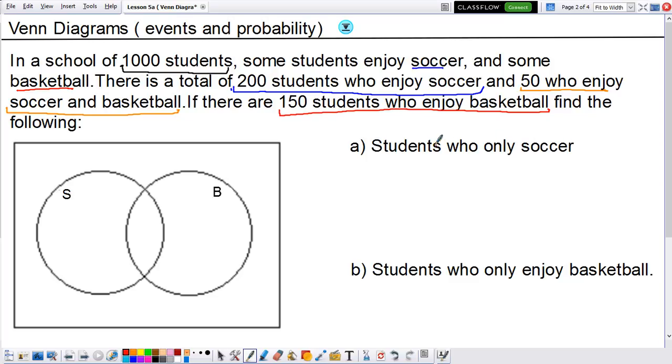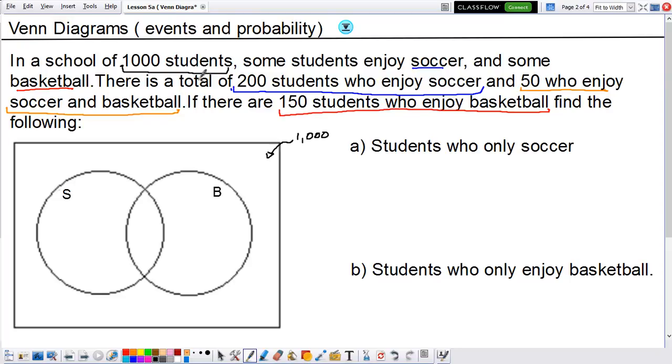Well, whenever there's numbers involved, let's actually just put them in the circles. Let's put them in the Venn diagram. Okay, so what do we know? In a school, there's exactly 1,000 students. So let's put that here. The total always goes outside. So we know that there's exactly 1,000 students. That's what it says here. In a school of 1,000.